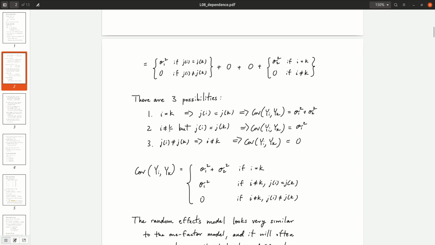If they're different observations, but they have the same level of the factor, which is entirely possible, you get sigma 1 squared, 0, 0, but this term is 0. So you get a sigma 1 squared here.